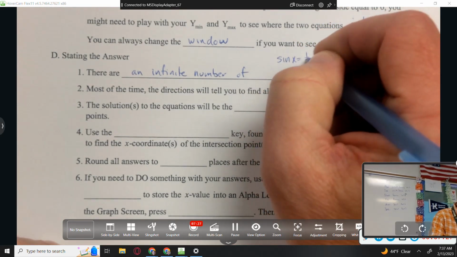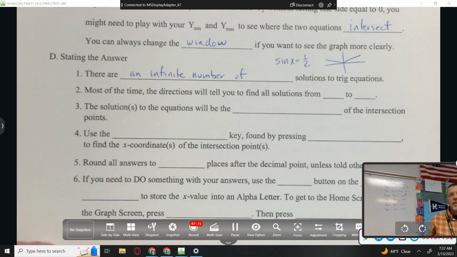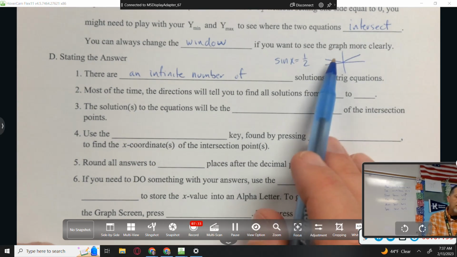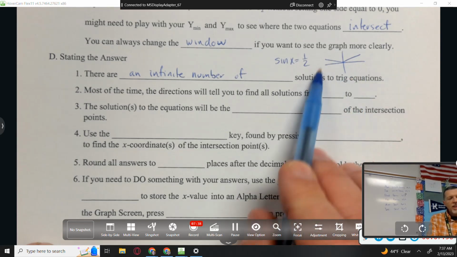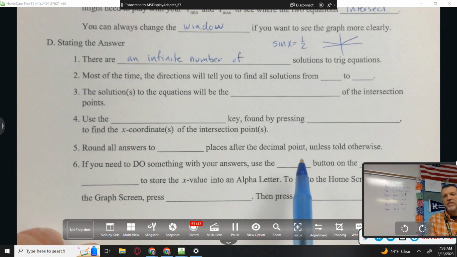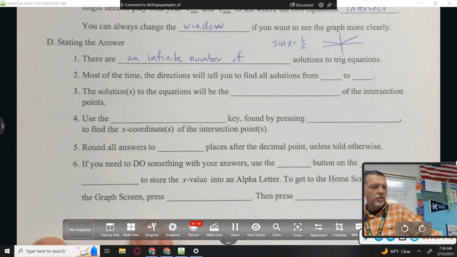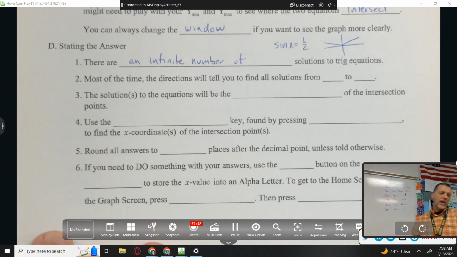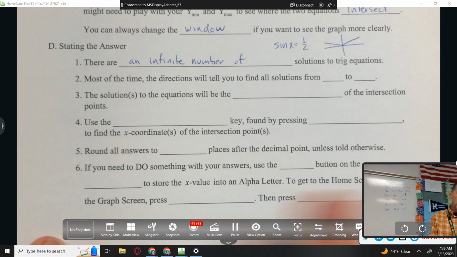Right, if sine of x equals 1/2, well, that's pi over 6 and 5 pi over 6, but it's also negative 7 pi over 6 and negative 11 pi over 6 and all the other combinations of things. So this is where things are going to get tricky, because obviously you're not going to use your calculator to get an infinite number. You're going to have to know a little more than your calculator knows.